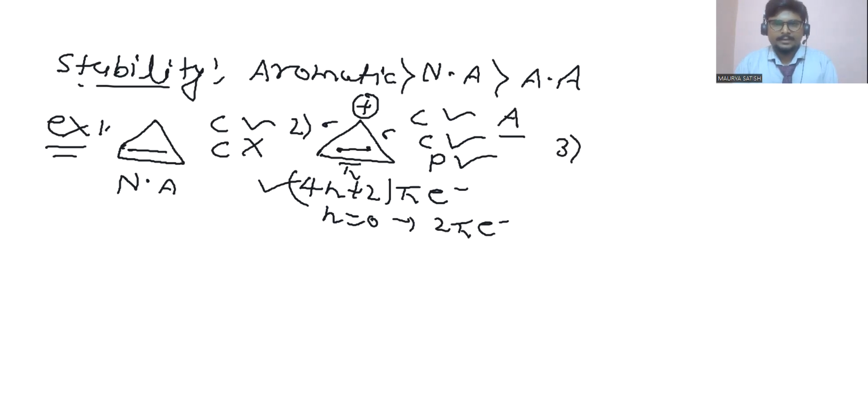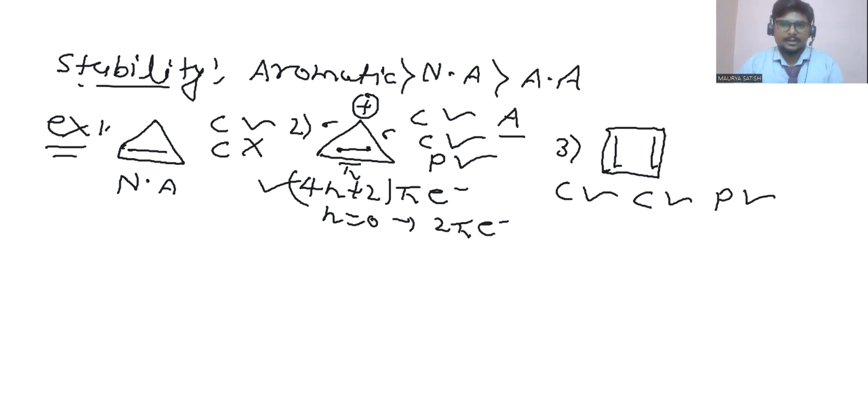The third one is like I'm taking this one. Okay, so you have to check first cyclic. Yes, cyclic is this. Then conjugation: pi sigma pi sigma pi. Obviously conjugation is also planarity. Carbon is sp2, so obviously it is planar also.